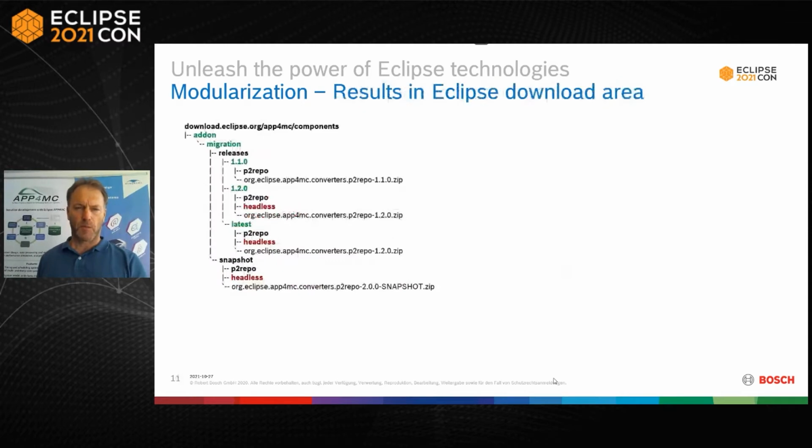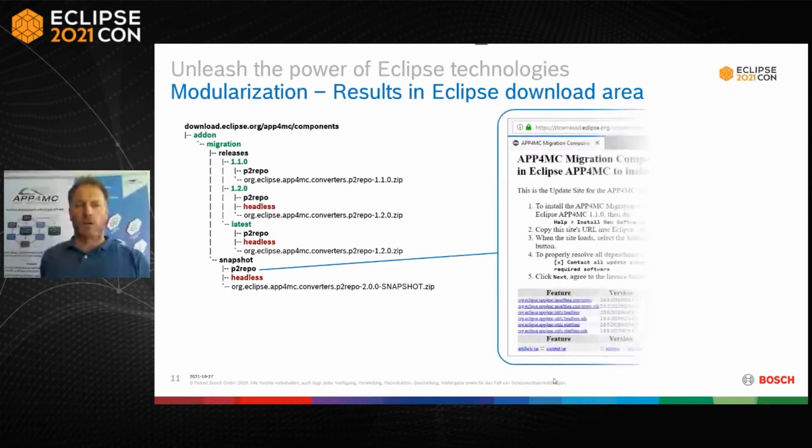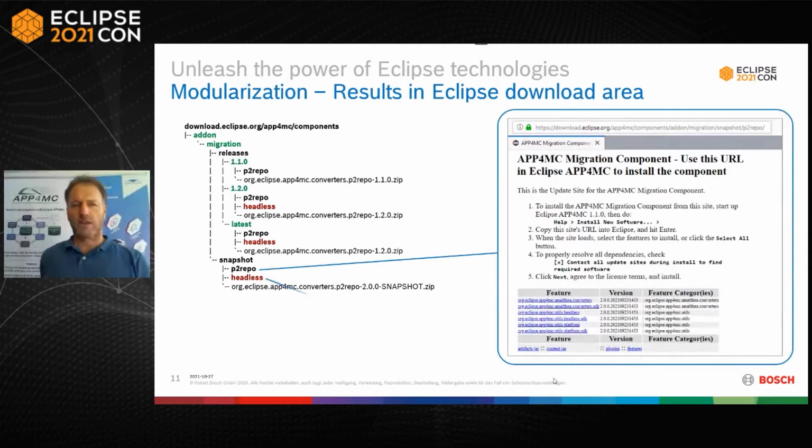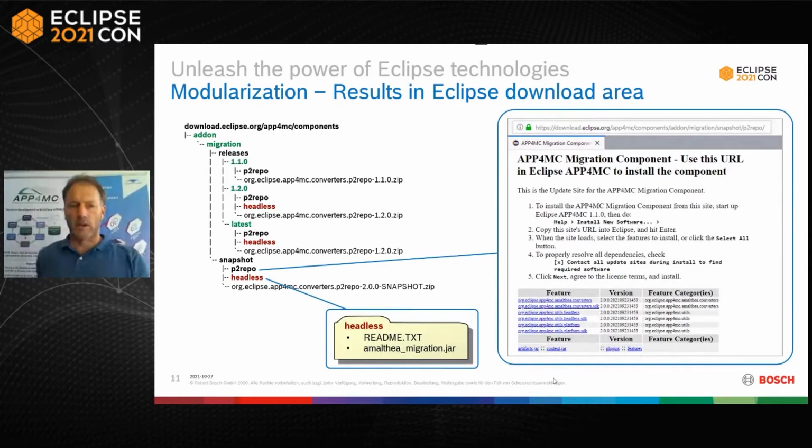So some examples here. If you create P2 repos, it's your choice how to organize the whole thing in a download area of Eclipse. That is the recommended way. So you can decide how you want to use the folder structure. And in our case, we always provide the download side and the headless part with a README file on how to use it.